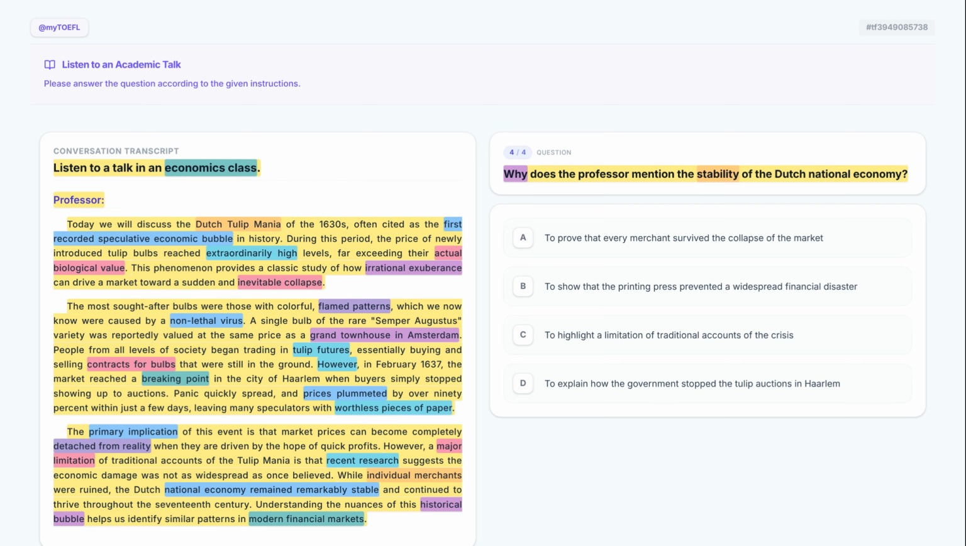Let's analyze option A: to prove that every merchant survived the collapse of the market. This is too extreme. The professor noted individual merchants were ruined, so it is false to say every merchant survived.